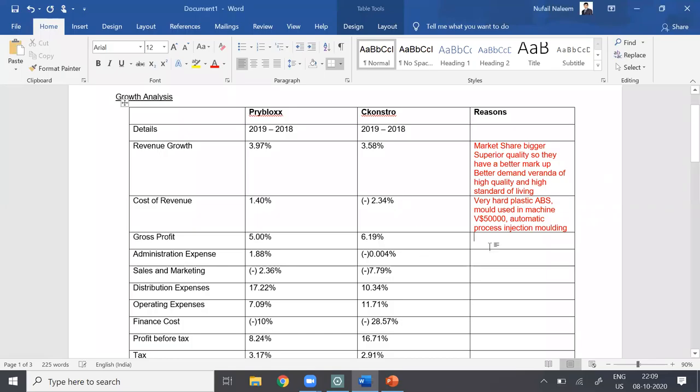So now gross profit, our company is 5%. Sir, one more point I have shared. Yes.